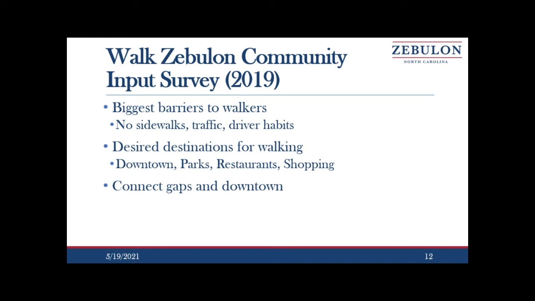So for Walk Zebulon, in addition to our strategic plan, part of Growing Smart is working with our community to help make our plans. In 2019, I'm not going to go into a lot of detail about that study because we've talked about it in a work session and throughout the past year or two. But I just wanted to highlight the things that stood out that helped guide us to the project that we're recommending for this year.